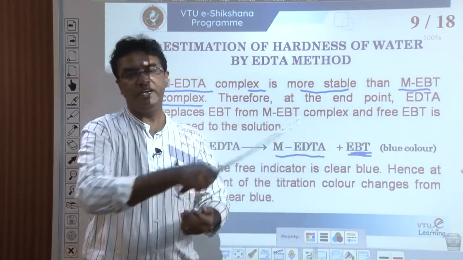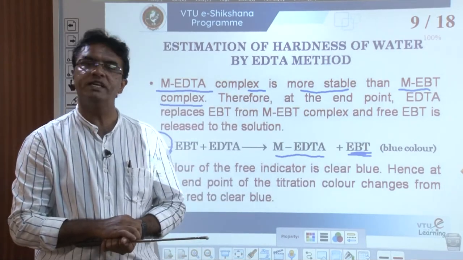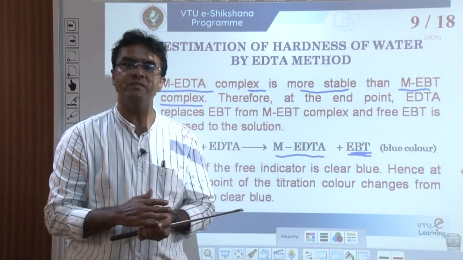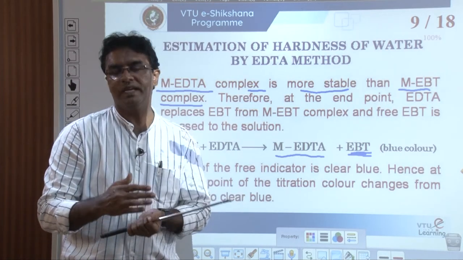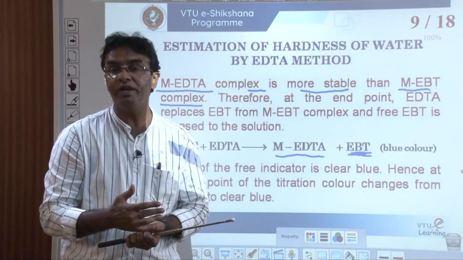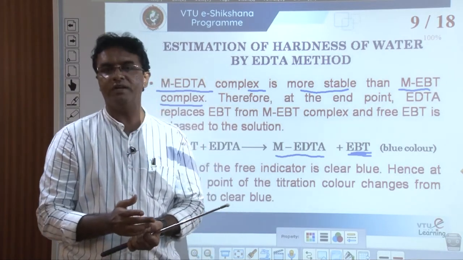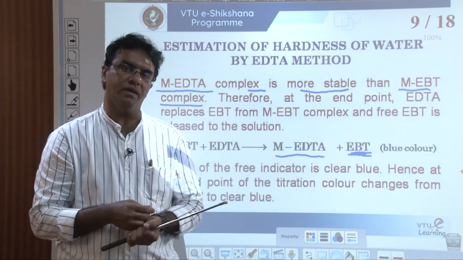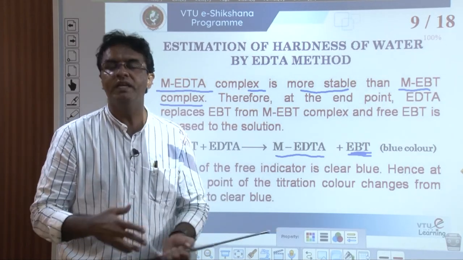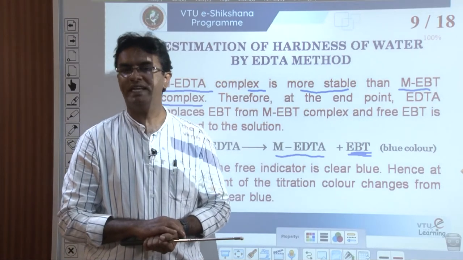And the color of the free indicator is blue. Therefore, you are going to get wine red to blue as the color change. That is the end point. There you will know exactly how much of the standard solution of EDTA is required to react with all the metal ions present in 25 ml of the hard water sample, if you have taken 25 ml, or 30 ml of the hard water sample if you have taken 30 ml. So, this is the principle behind the experiment.